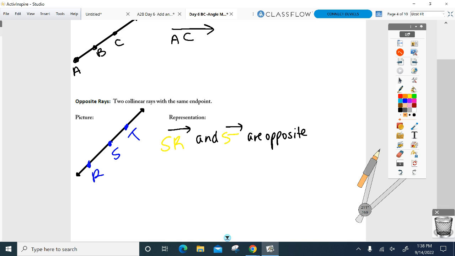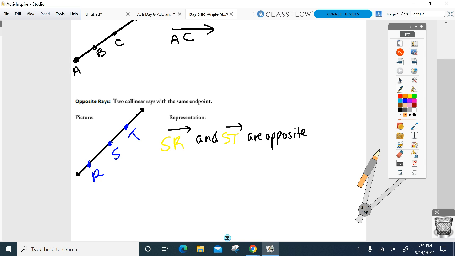There you go. Now many people get it on the first try, SR and ST. Does everybody see they share S and they're going opposite directions? A couple people always give me RT and RS. That's the same ray. RS and RT, they're not going opposite. It's the same ray. All right, all good.